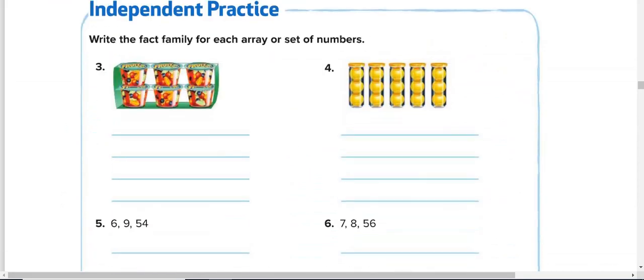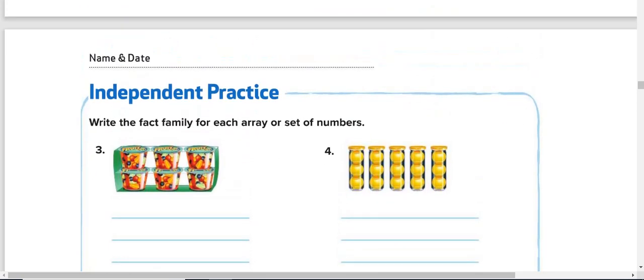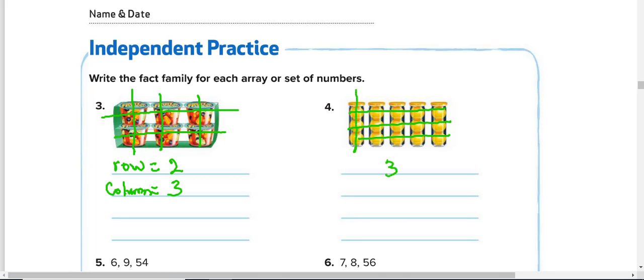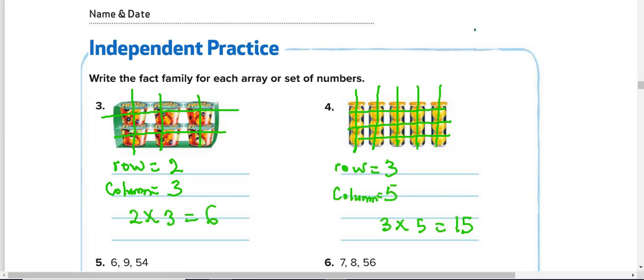So you can easily try this independent practice on your own. Quite easy to do. Quickly, let's just do this. This is 1, 2. So there are 2 rows, column 1, 2, 3, and 3 columns. And this counts 1, 2, 3. There are 3 rows, columns 1, 2, 3, 4, 5, and 5 columns.